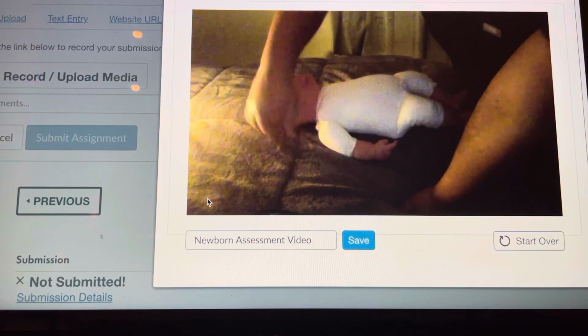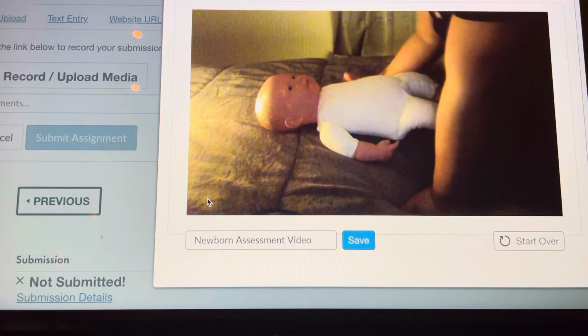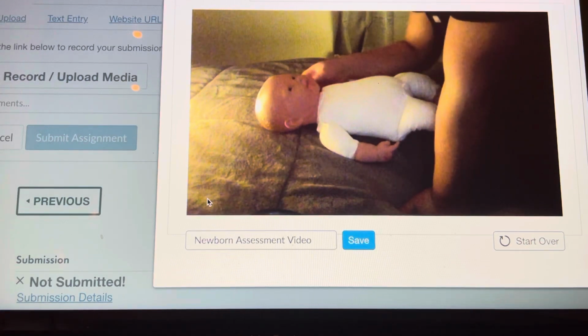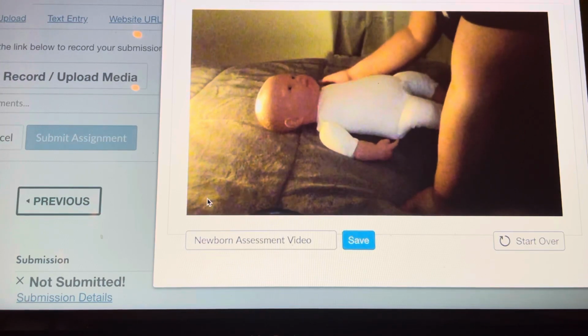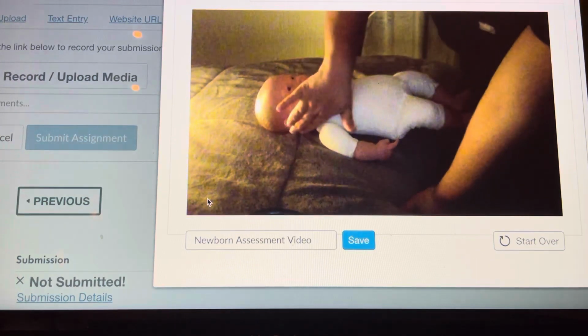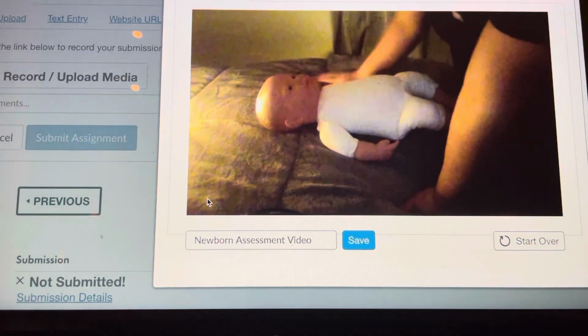I'm also going to assess the back of the ears to make sure there's no breakdown, especially if this infant is in the neonatal intensive care unit. Sometimes these babies have oxygen, and the oxygen can keep their ears flush to the skull there. So I'm assessing for breakdown in the backs of the ears.